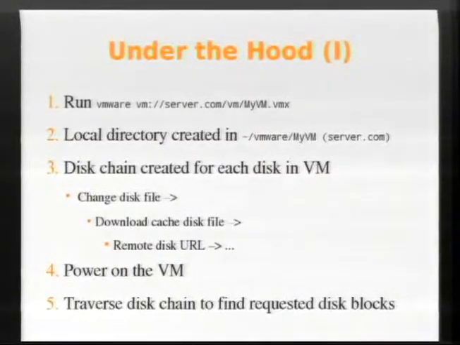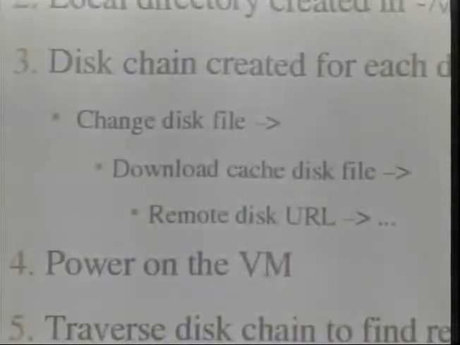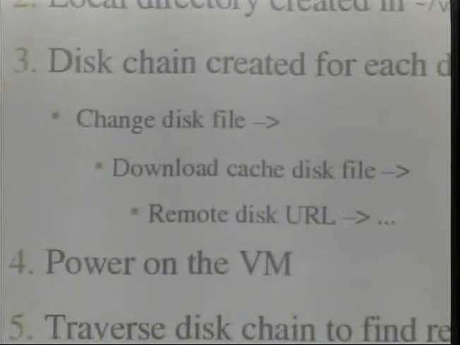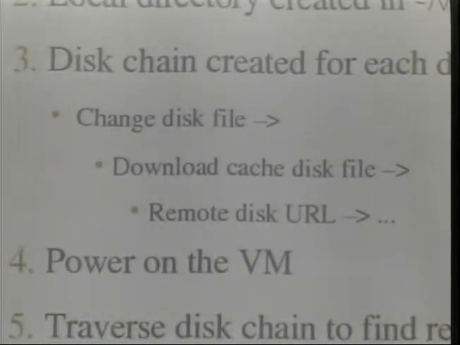if blocks are not in the change file, will yield to the download cache, which, if blocks are not available in the download cache, will then go to the remote disk URL and fetch it. And then it'll traverse back up the chain depending on how the VM uses those blocks.